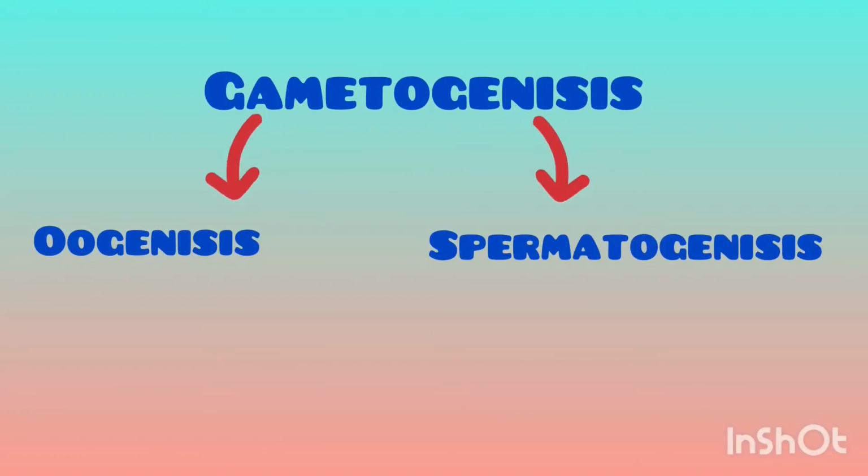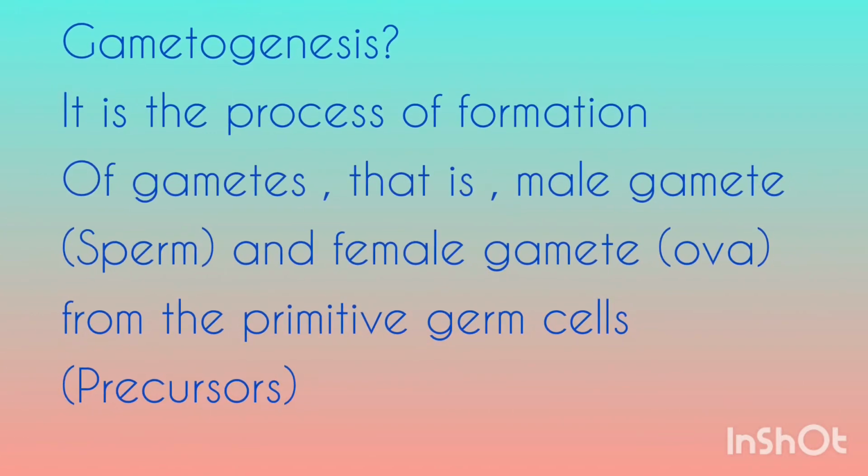Gametogenesis can be divided into two types, that is oogenesis and spermatogenesis. Now what is gametogenesis? It is the process of formation of gametes, that is the male gamete, sperm, and the female gamete, ova, from the primitive germ cells. Now the formation of the male gamete, that is sperm, is termed as spermatogenesis.